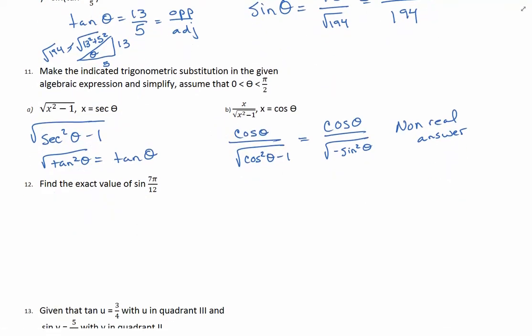Okay, find the exact value of sine 7 pi over 12. What I would do on this one is to make 7 pi over 12 into degrees because it's a little bit easier to work with. So we would multiply by 180 over pi. The pi's cancel. 12 goes into 180 15 times, and 15 times 7 is 105 degrees.